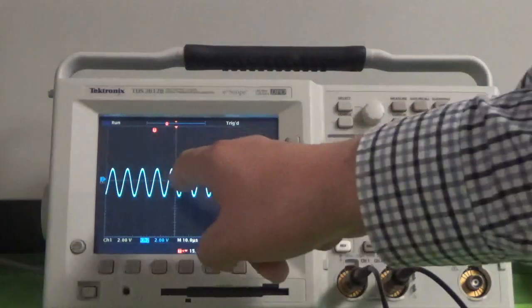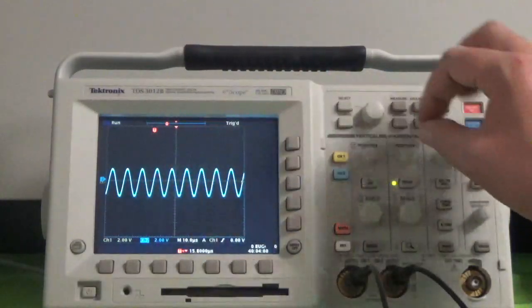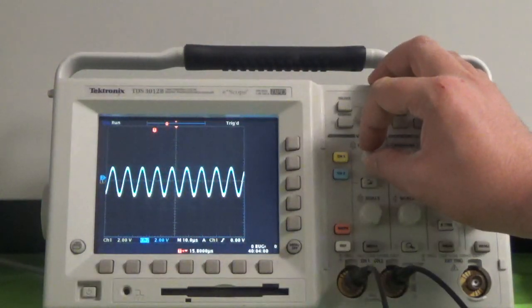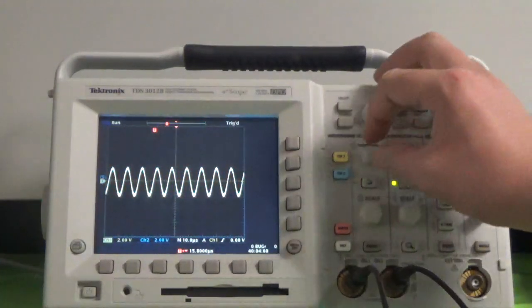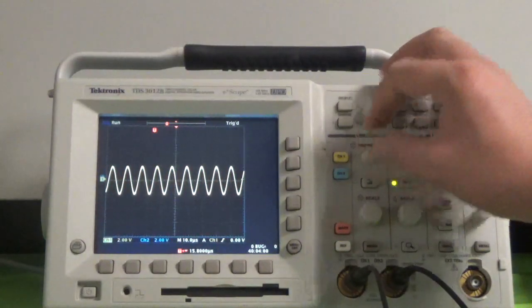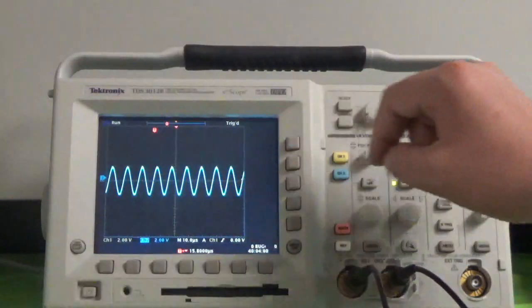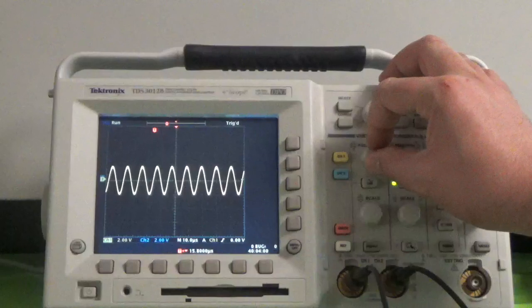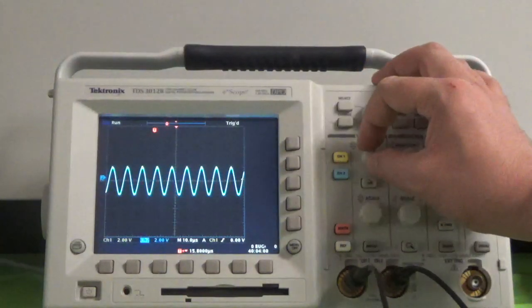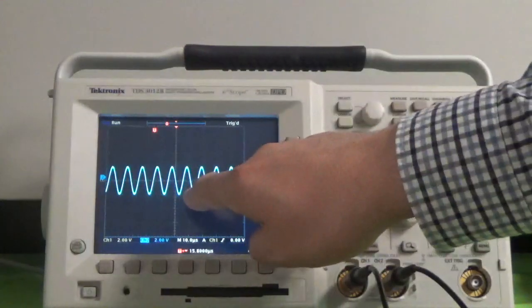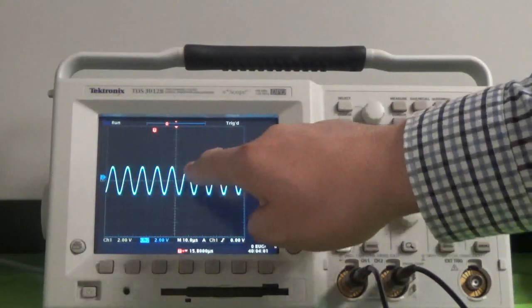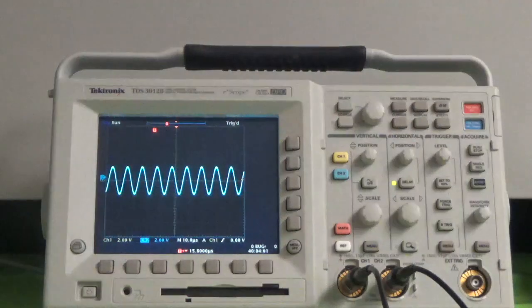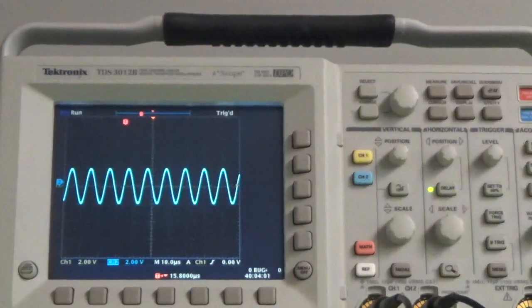So here what do we have? Here we have the peak to peak voltage. Let's see. The peak to peak voltage here, we have 1 square, 2 squares. Maybe you would like me to zoom in.